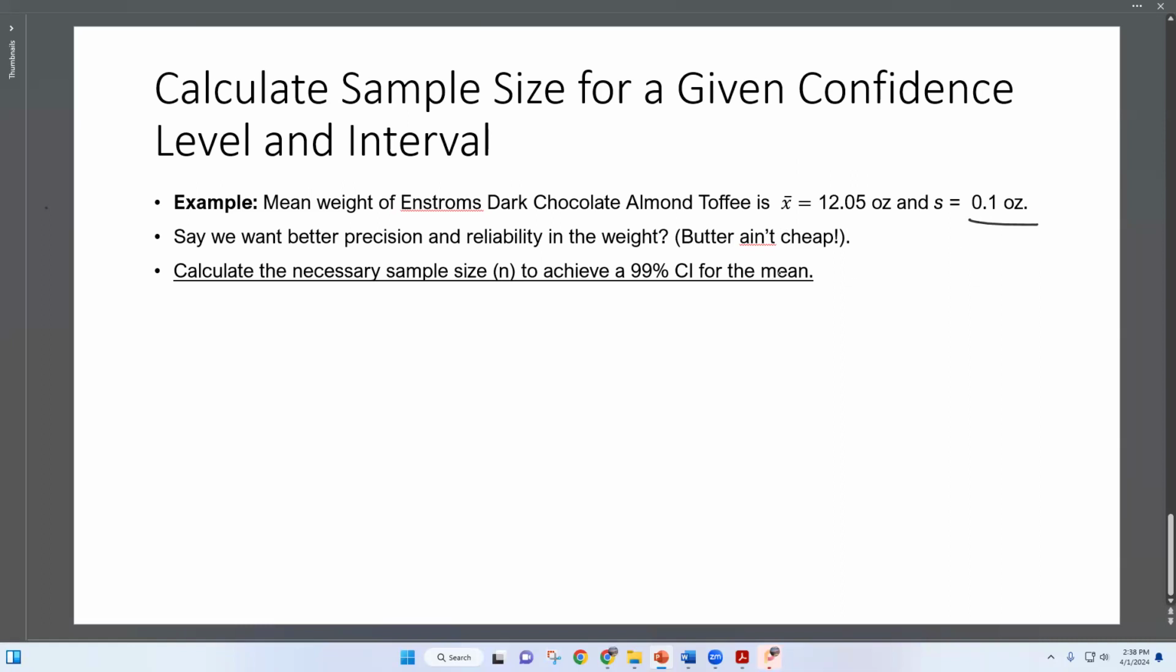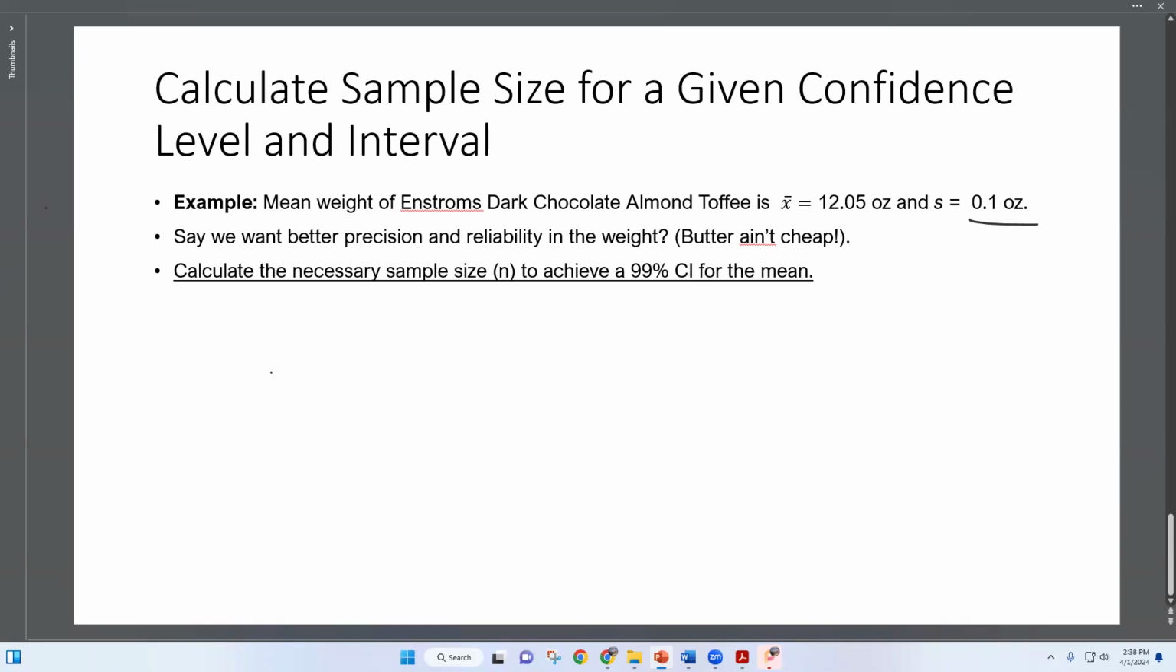Butter's not cheap, guys. Inflation, it's going up. We've got to really tighten our belts here and make sure we get some better tolerances. So we want to do a better sample size and calculate a tighter confidence interval. So we want to find the necessary sample size n to achieve a 99% confidence interval for the mean, given this standard deviation.